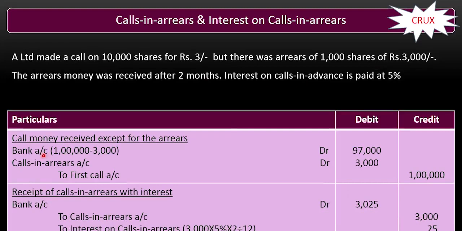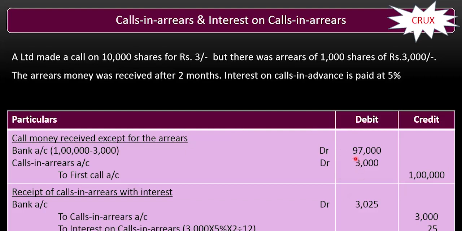If you look at the entries, first we have to pass the entry for the amount received. Debit bank, increase in asset once again. 10,000 into 3, we were supposed to receive 1 lakh, but we did not receive to the extent of 1,000 shares. That is 1,000 into 3, 3,000. Therefore, we only received 97,000, and bank has been debited only to the extent of 97,000.